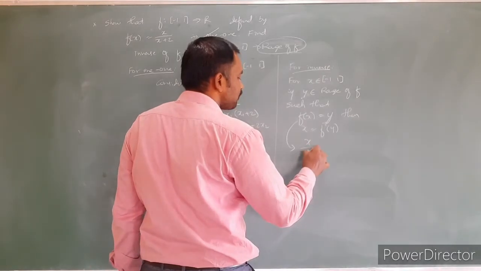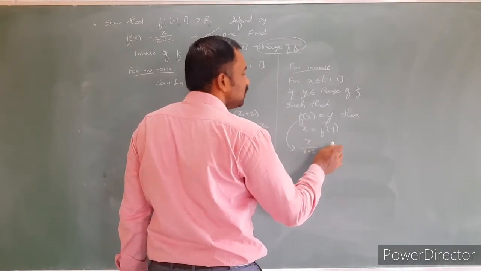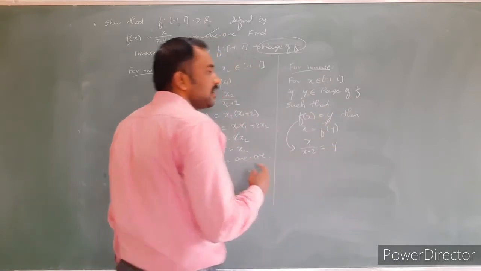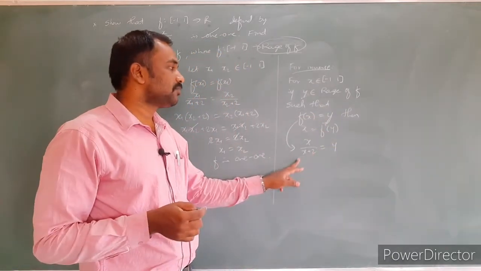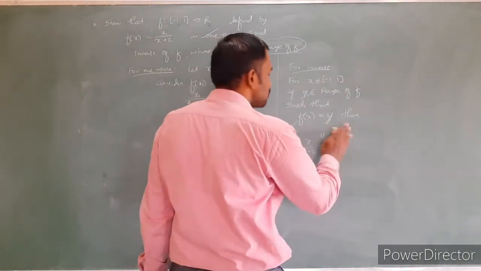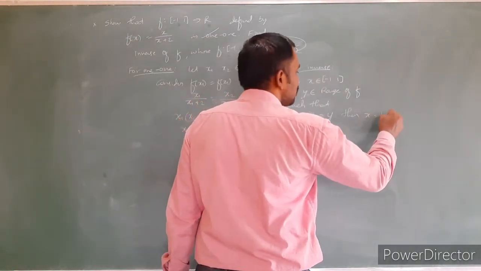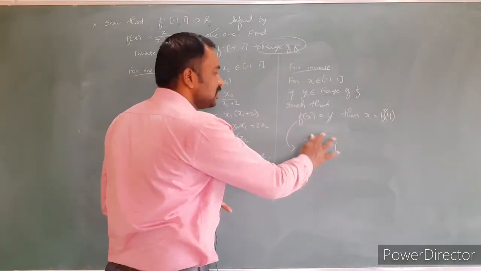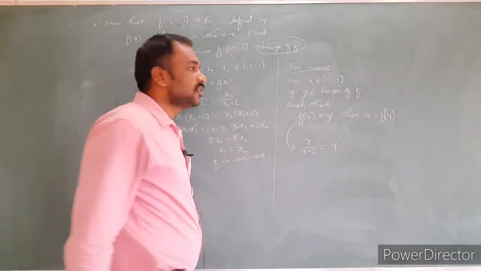x divided by x plus 2 is equal to y. I just consider, because I am solving this one, is equal to y. Here the y value in terms of x is given. I need the x value purely in terms of y. Better to write x is equal to f inverse of y. So I need the x value. Try to get the x value purely in terms of y.